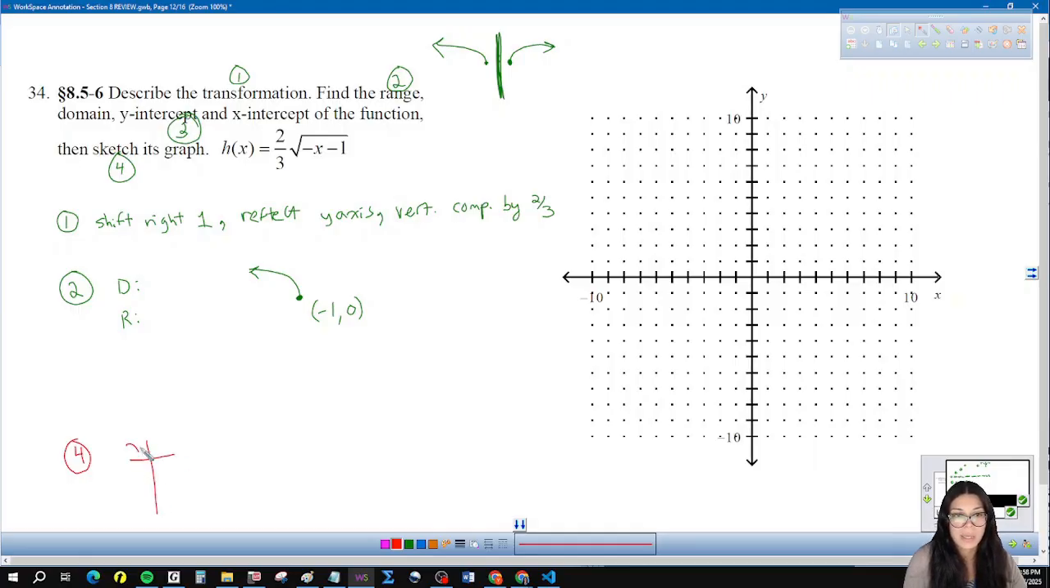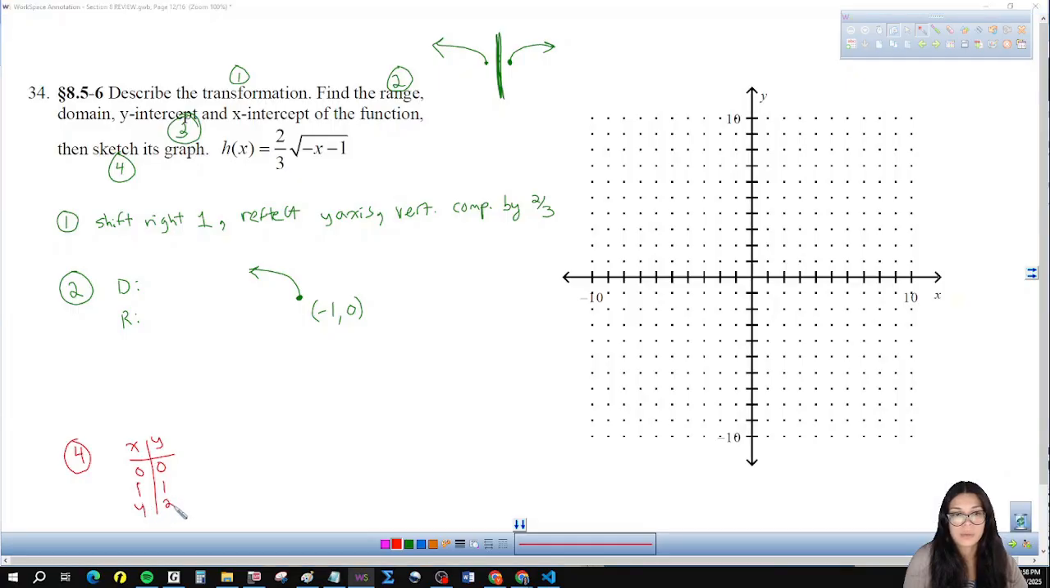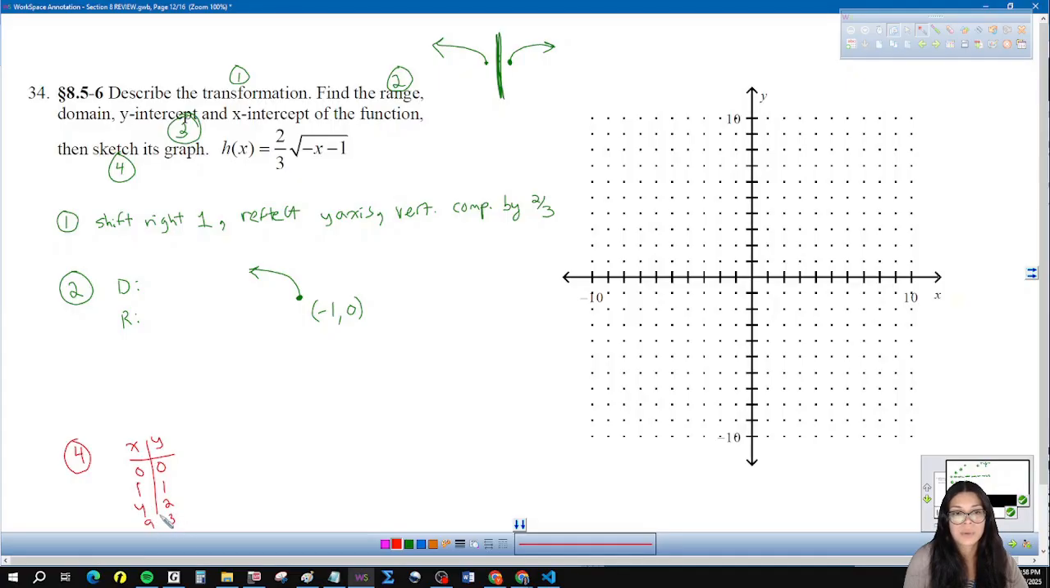So the original xy points are 0, 0, 1, 1, 4, 2, and 9, 3 for the square root function. So applying the rules, x needs to be added 1 and then multiplied by -1, which is the shift to the right 1, and then the reflection. And then for y, that needs to be multiplied by 2/3.